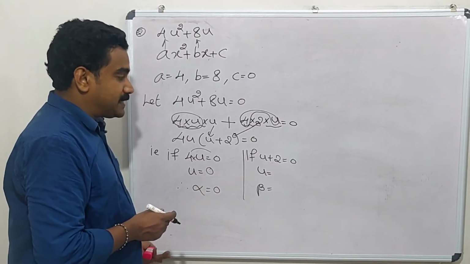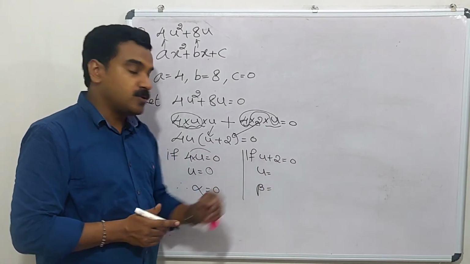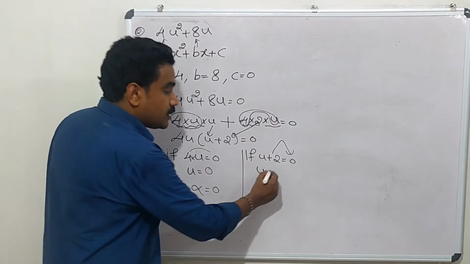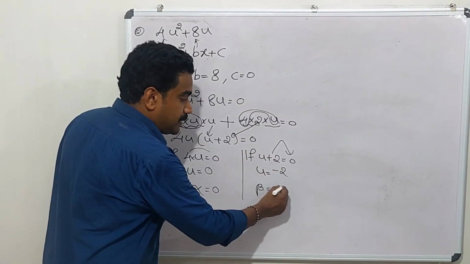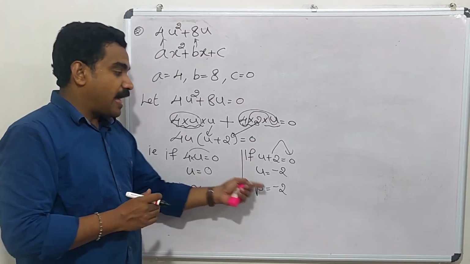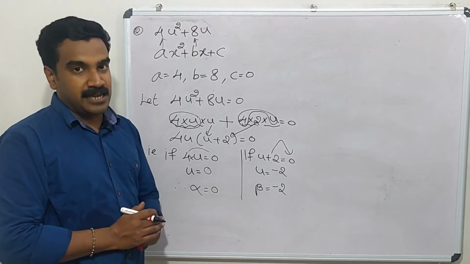Then what about the beta? If the second bracket is 0, if u plus 2 equal to 0, u equal to, bring this positive 2 to this side, it becomes -2. So u equal to -2, that is beta equal to -2. That's why we got two zeros. The first one is 0 and the next one is -2. Alpha is 0 and beta equal to -2.